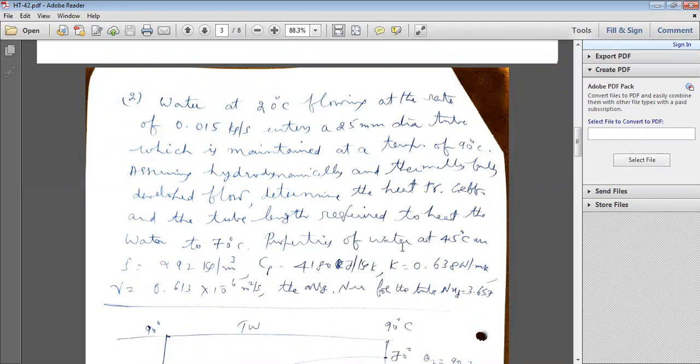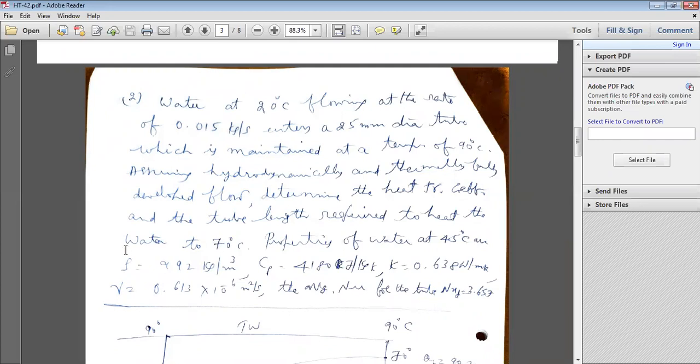Properties of water at 45 degrees centigrade. Here, water temperature at the entry is 20 degrees. After heating, water temperature becomes 70 degrees. What is the average value? 70 plus 20, 90, divided by 2, 45. So that's why you have to take the fluid properties at the mean temperature. So properties of water at 45 degrees centigrade.